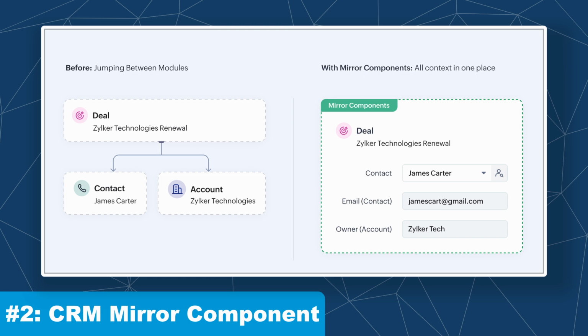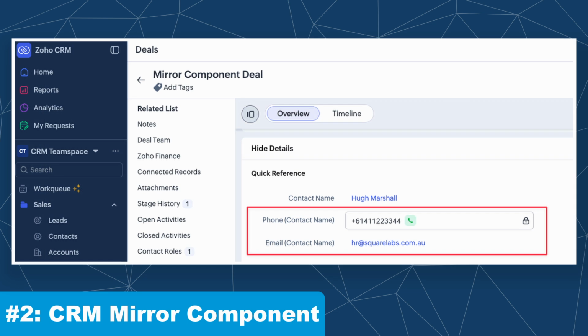This gives you visibility of data points on lookup associated records without needing to navigate to the record itself. A couple of things to note here. Mirror components are read-only and layout specific, so they won't actually appear in list views. They also can't be used in workflows, layout rules, validation rules, and aren't available to be used in filters or view criteria at this stage.